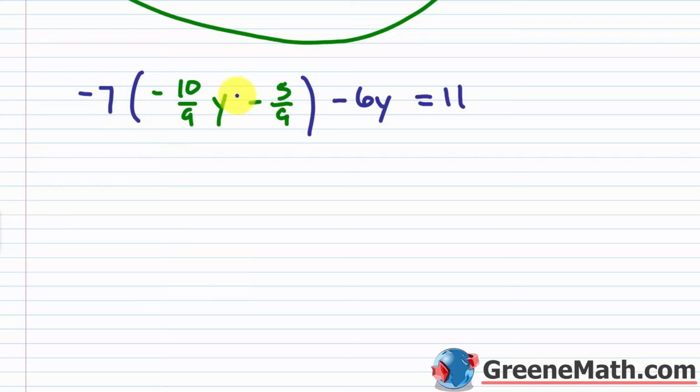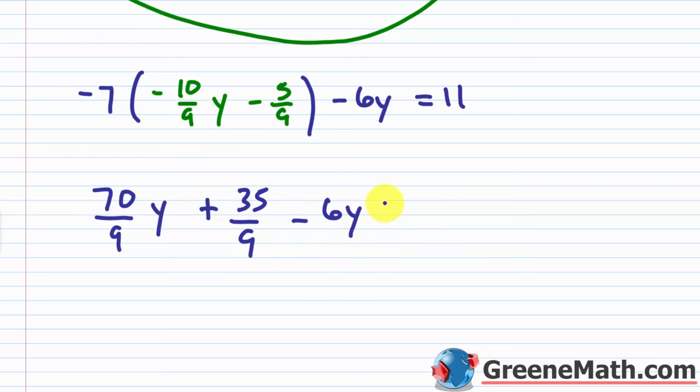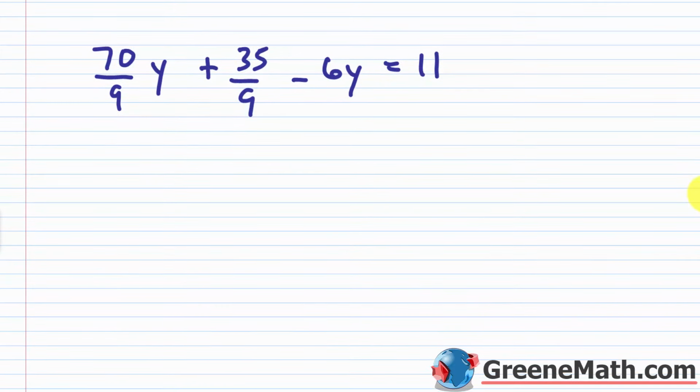So now let me distribute this negative 7 to each term. This would be positive 70 ninths times y. Then this would be positive 35 ninths. And then we'd have minus 6y, and this equals 11. Now to make this a little bit quicker, if you don't want to work with fractions, remember we can just multiply both sides of the equation by this LCD, 9. So I would have what? I would have 70y plus 35.